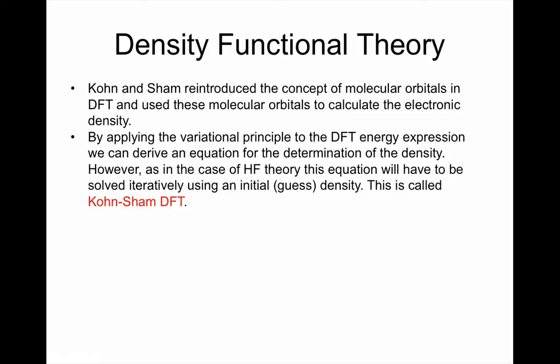Now further, what Kohn and Sham did was to reintroduce the concept of molecular orbitals and to use these molecular orbitals in order to calculate the electronic density. That is, they derived an expression for the density in terms of the molecular orbitals. And then by applying the variational principle to the DFT energy expression that I showed on the previous slide, we can derive an equation for the determination of, first of all, the orbitals in DFT, and then to use these orbitals in order to construct the density.